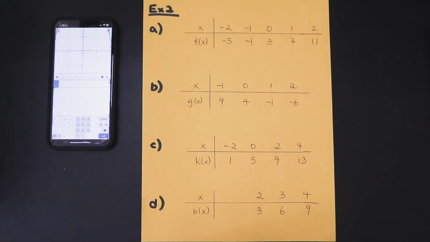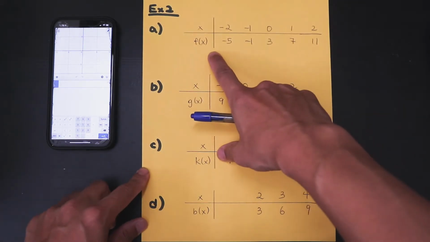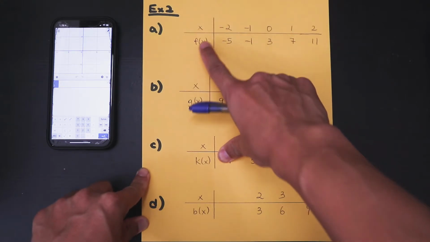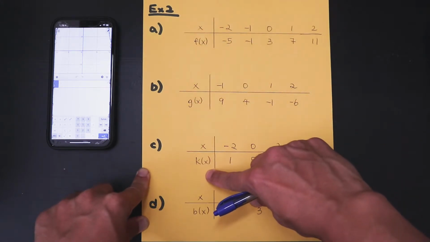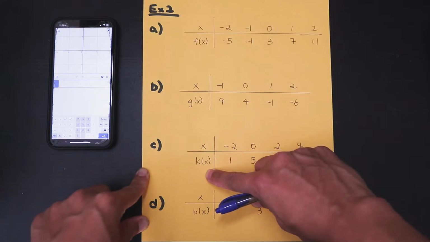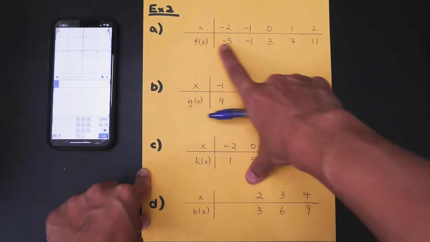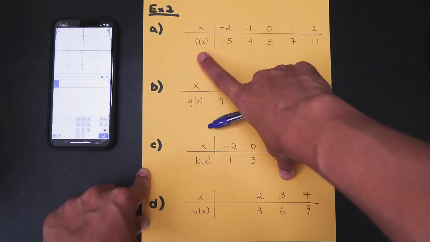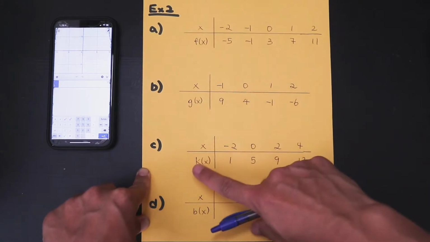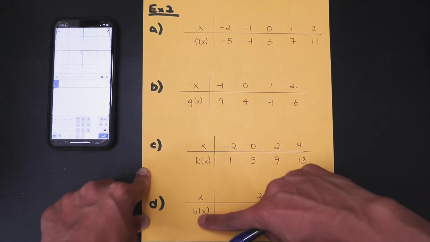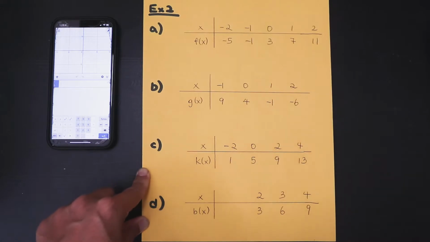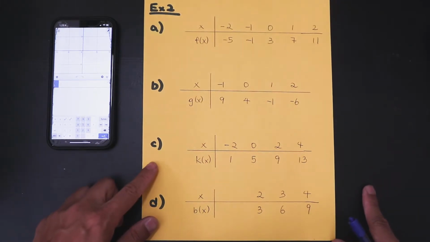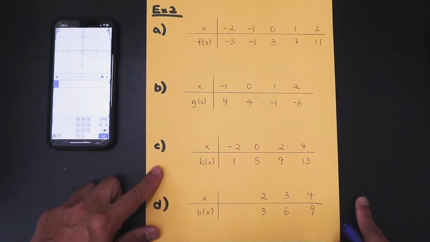In example 2, we're going to talk about how you find the equation of a line when you're given a table. Now, instead of writing an x and y like this, you notice that I don't use y anymore. I use f of x. So in this table, the name of this table is f of x. The name of this table is g of x. The name of this table is k of x. And the name of this table is b of x. Okay? Now, you have learned it before, you've done it before on finding the equation.